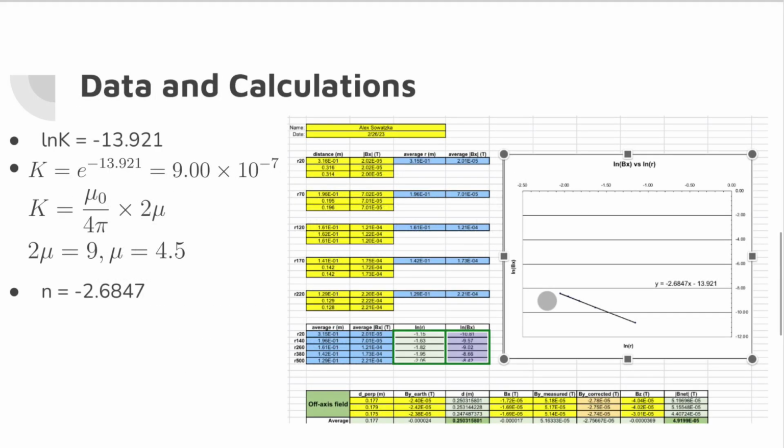Using the Excel file given to us and the magnetometer, we plugged in the distances and the values read by the magnetometer, and this gave us a value of the natural log of k to be negative 13.921. Then we used that to find the value of k to be 9 times 10 to the negative 7, and used the equation given beforehand to find the value of mu being 4.5, and then also the value given in the Excel sheet for n was negative 2.6847.